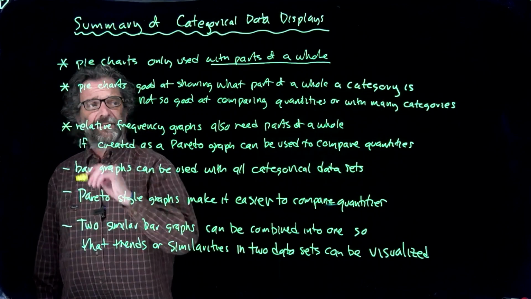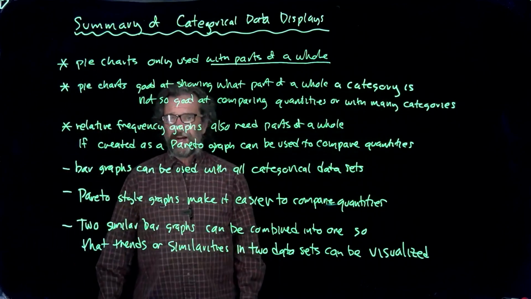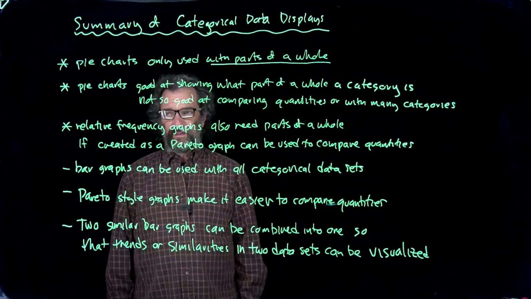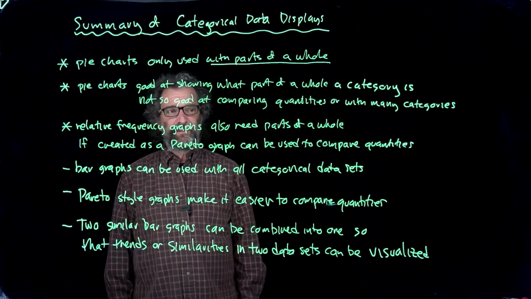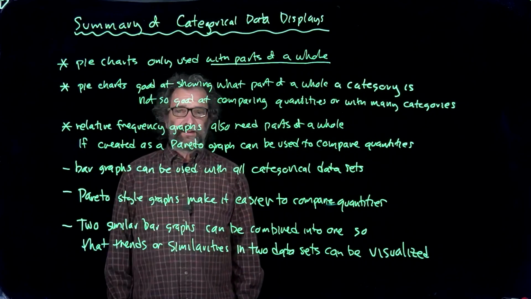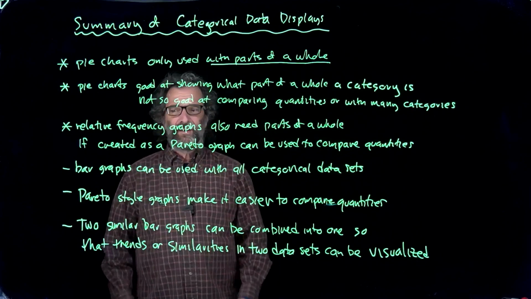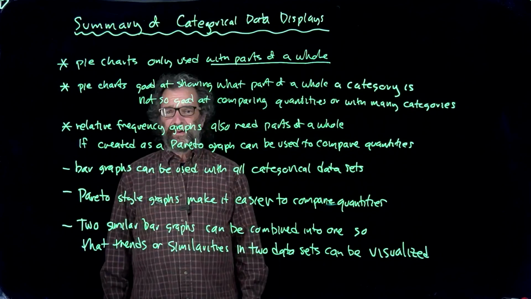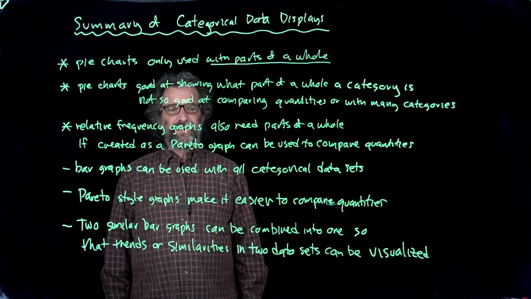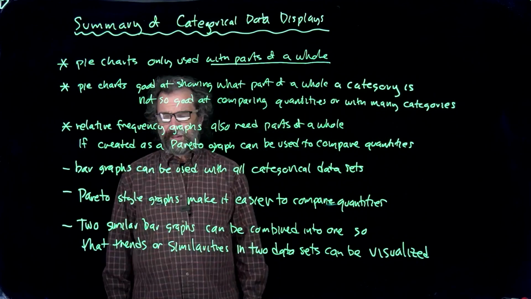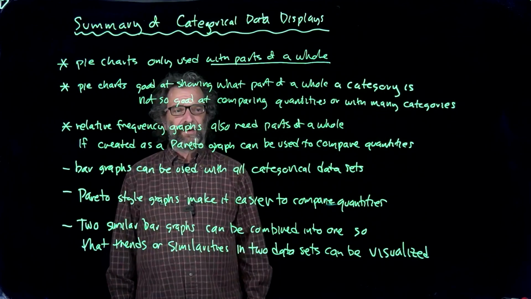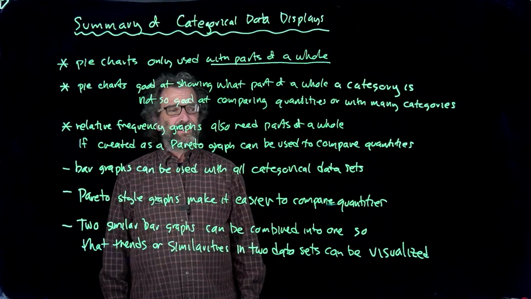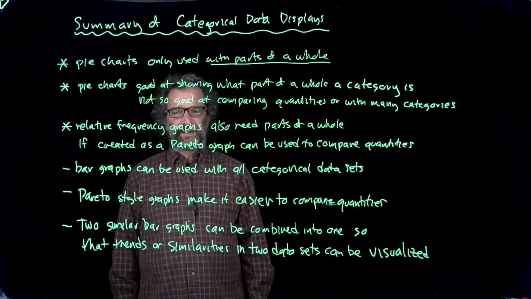Relative frequency graphs, that's where the bars, the height is the percent of the observations that are in that category. In order for that to make sense, the data also has to be parts of a whole. If created as a Pareto graph, you make sure the bars are in increasing or decreasing order.